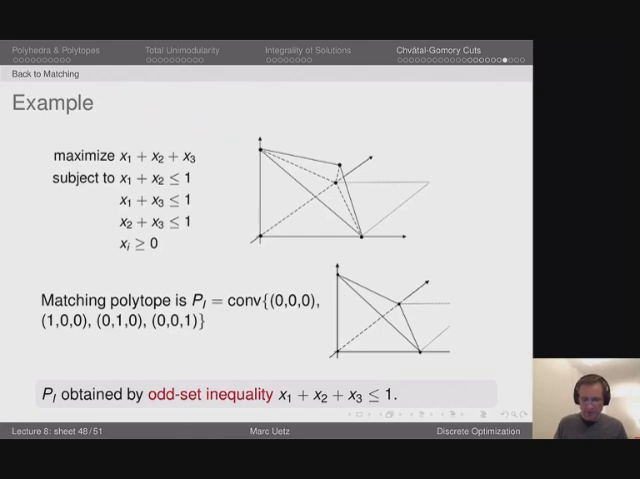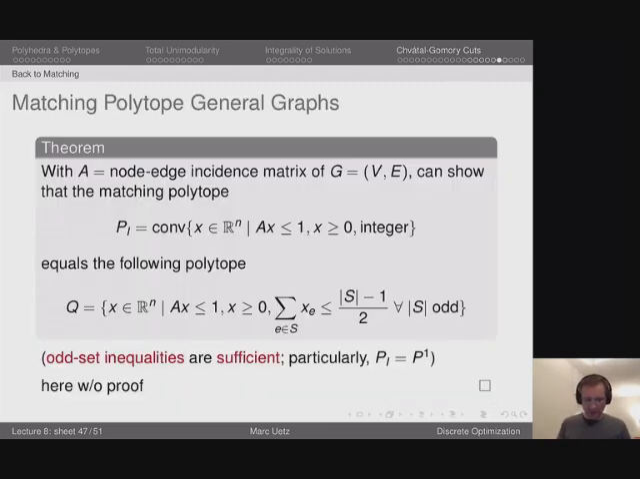If I pick the three vertices, the three nodes of the graph, I can have at most one matching edge. That's exactly the Schwarz-Montgomery odd set inequality, or Schwarz-Montgomery rounding cut. So indeed, by just adding this one odd set inequality to this small example, I cut away this fractional vertex and I obtain exactly the matching polytope, so the convex hull of all the matchings. And this works not only for this small example, it also works in general, and that is what this theorem here says.